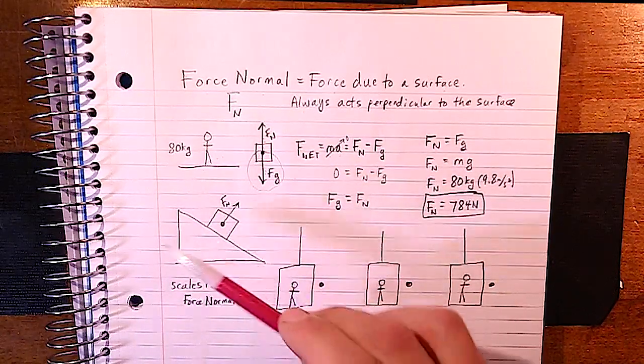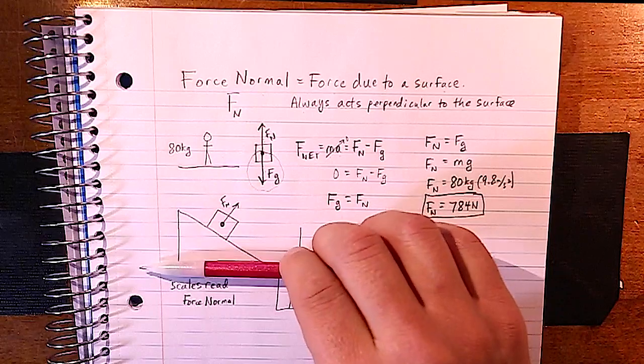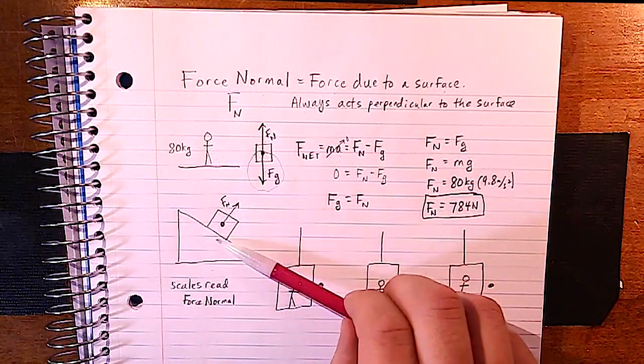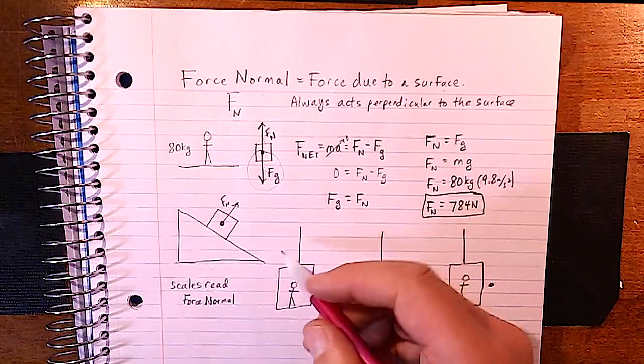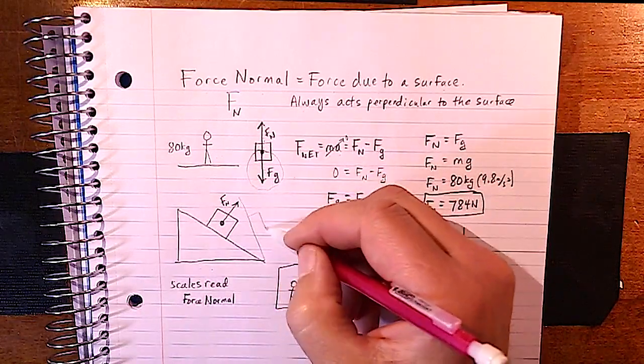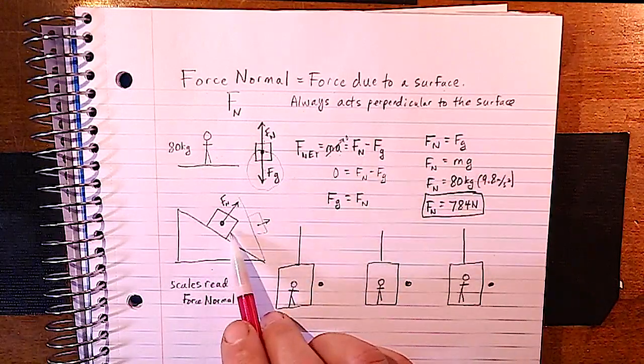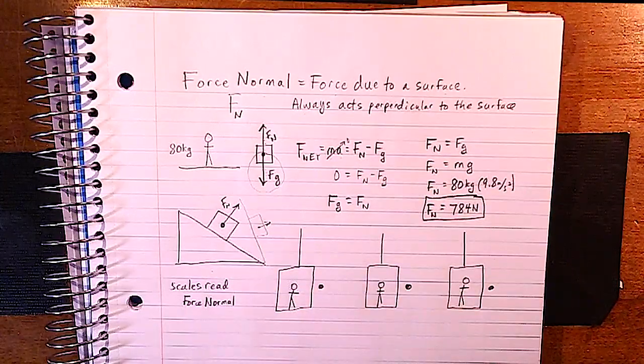But if we take a block or a person or any object and we tilt the surface, the force normal gets smaller. And the steeper the angle, the smaller the force normal becomes. We're going to get into solving these types of problems in episode 1.7.